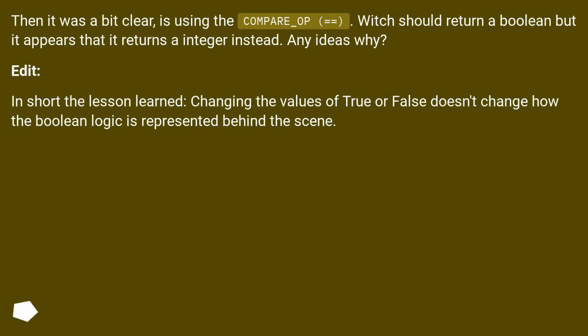Then it was a bit clear. It is using the COMPARE_OP equals, which should return a boolean, but it appears that it returns an integer instead. Any ideas why? Edit: in short, the lesson learned: changing the values of True or False doesn't change how the boolean logic is represented behind the scenes.